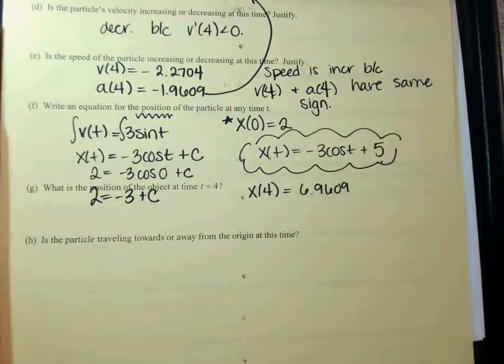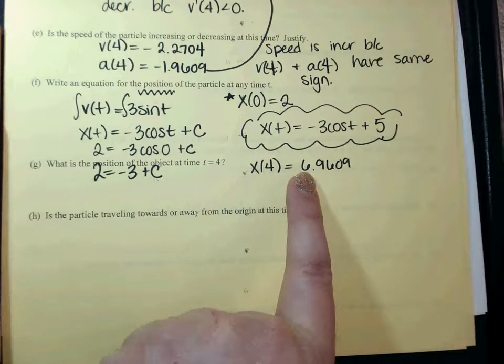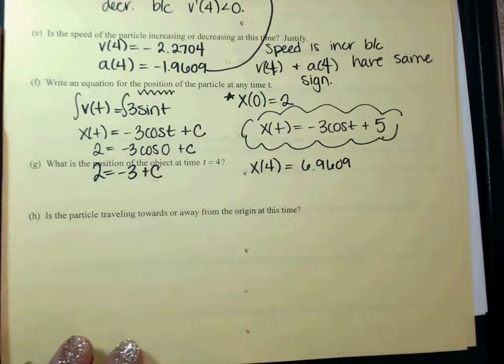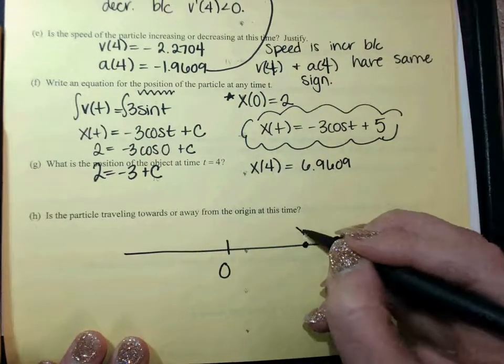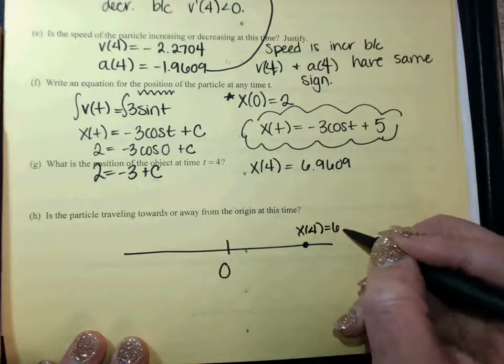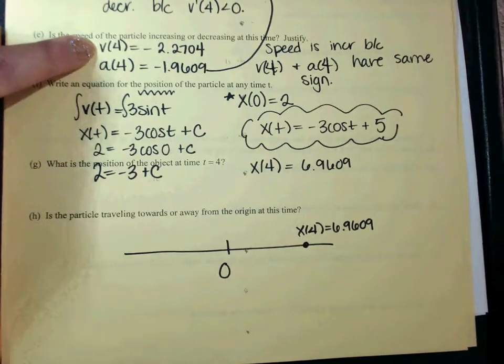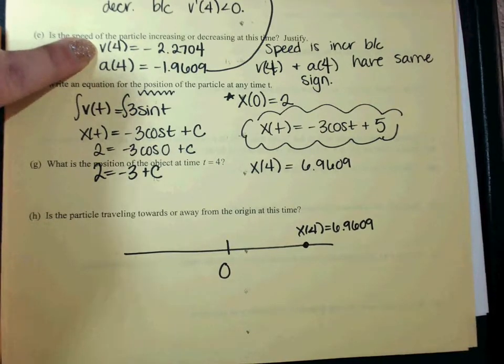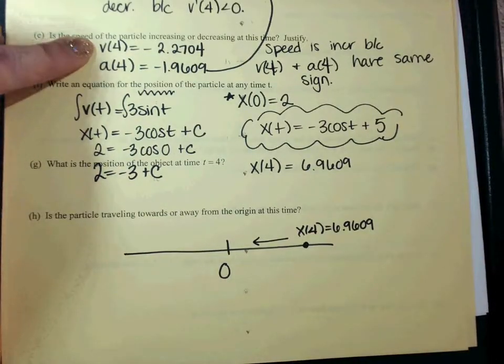Okay, now, quick question. If my position at 4 is a positive 6, which side of the origin are we on, the right or the left? Okay, so on my number line, here's the origin. I'm over here at 6. X of 4 is 6.9609. What is my velocity that I found earlier? Right here. 2.27. Negative, what direction does that indicate? To the left. So if I'm here and I'm going that way, am I going towards or away? Towards.